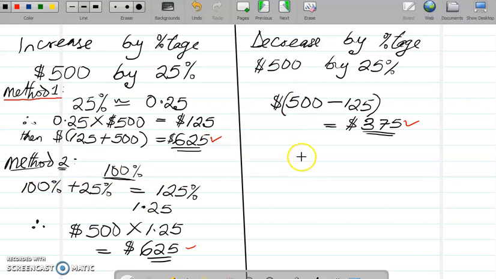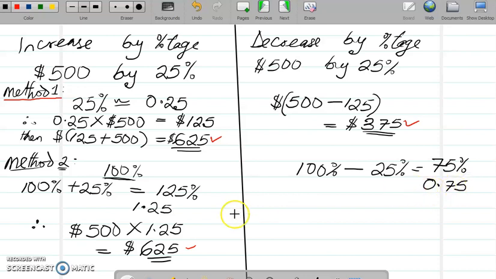To decrease, I will have 100% minus 25%. 100% minus 25% will give us 75%. If I divide this by 100, I will have 0.75. So I will now multiply this to the original amount.